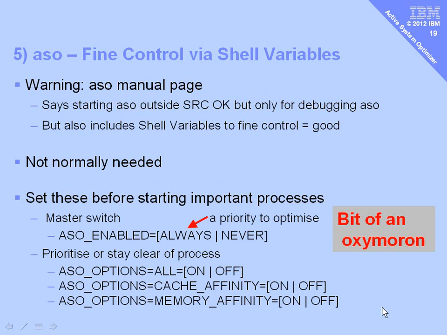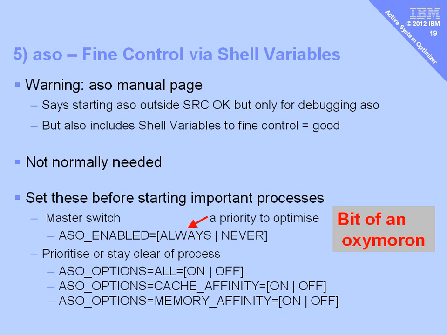When I first read the manual page for the ASO command, I got a little bit confused. It says that you can run ASO outside of the System Resource Controller, but I'm pretty sure that's only for debugging purposes, so we don't want to do that normally. But the second half includes some shell variables that you can set before you start your applications and your processes running, and this drops hints to ASO about which processes it should try hardest to optimize. Of course, there's a little bit of an oxymoron here: once the application is running, you decide that you don't want it to be optimized. Well, you can't go back and set the shell variable, so you'd have to set these for the next time that you run your applications.